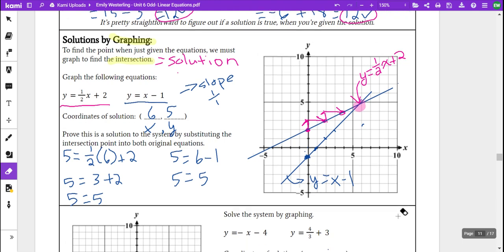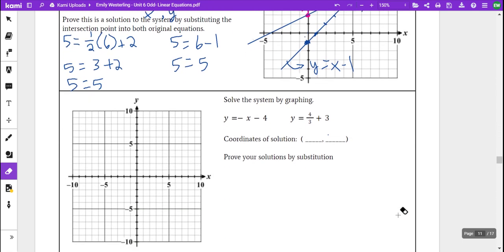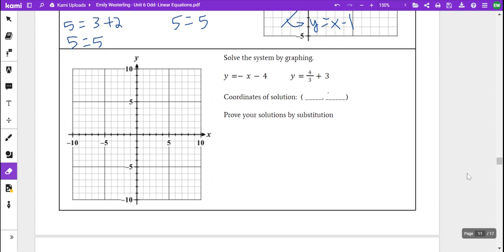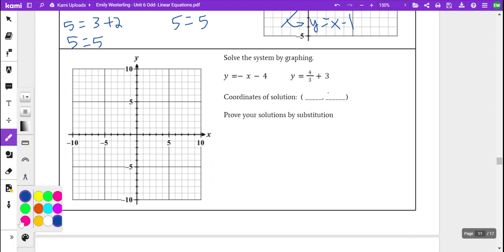Okay, so we've got another one down here. Solve the system by graphing. So we are going to look at the slopes and the y-intercepts. I am going to graph this one in pink, and I'm going to graph this one in blue. So this first one, I can see that my y-intercept is at -4. And then my slope. Oh, it's another tricky slope. Do you think Miss Westerling's doing this on purpose? So this slope is -1 over 1.